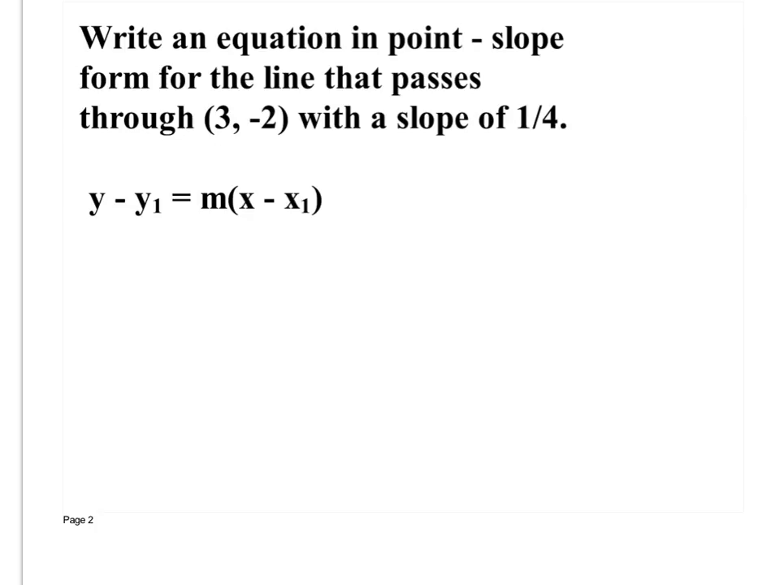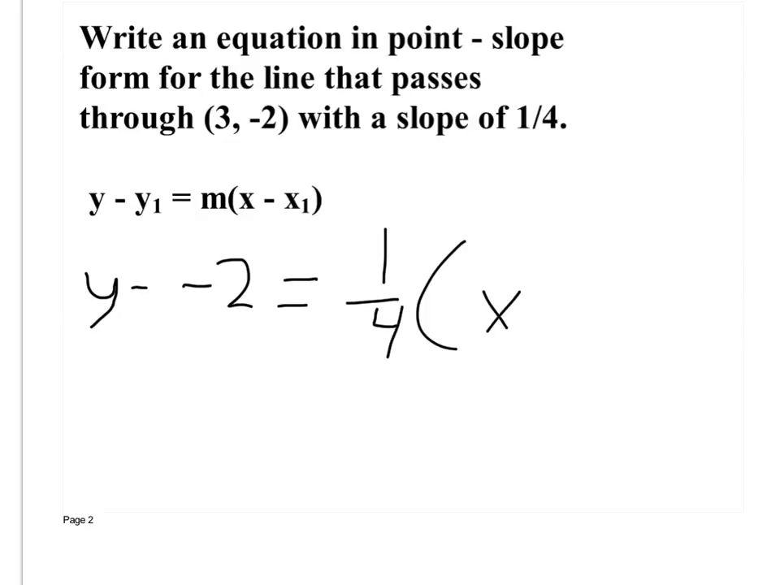So the problem says to write an equation in point-slope form for the line that passes through (3, -2) and a slope of 1/4. So what I do is I plug in (3, -2) in for x1 and y1. Okay, and I plug in 1/4 for m. So we plug in -2 for y1, plug in 1/4 for m, and then 3 for x1.